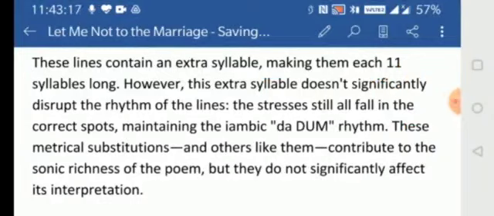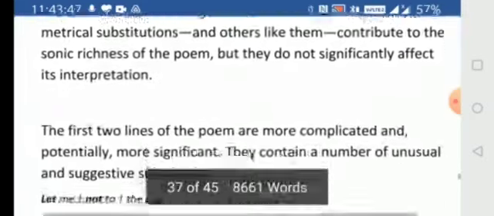However, this extra syllable does not significantly disrupt the rhythm of the lines. The stresses still all fall in the correct spots, maintaining the iambic da dum rhythm. Unstressed syllable, stressed syllable. These metrical substitutions and others like them contribute to the sonic richness of the poem, but they do not significantly affect its interpretation.